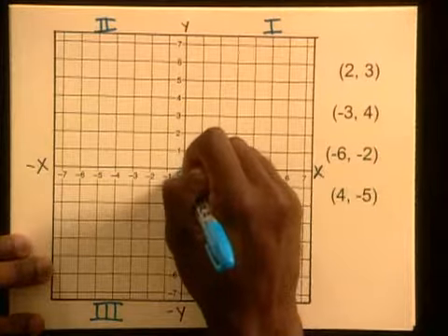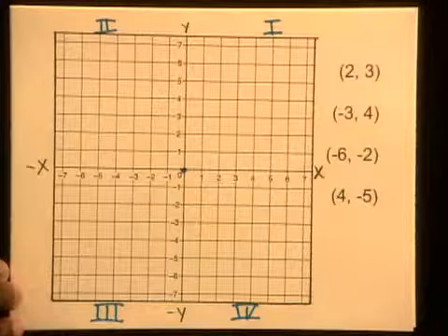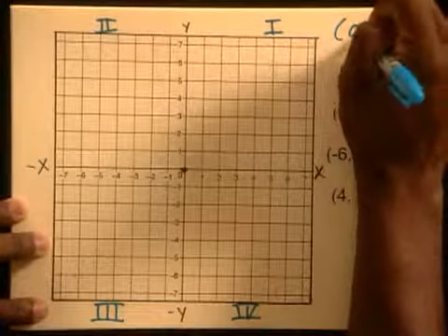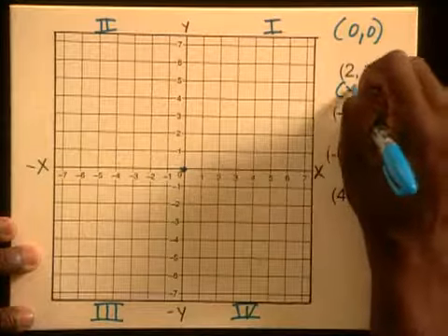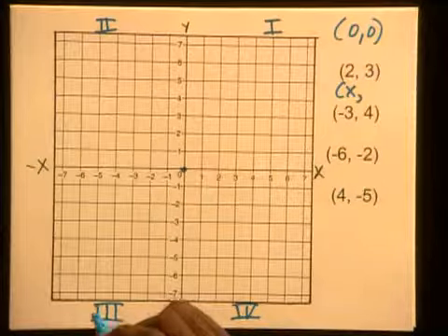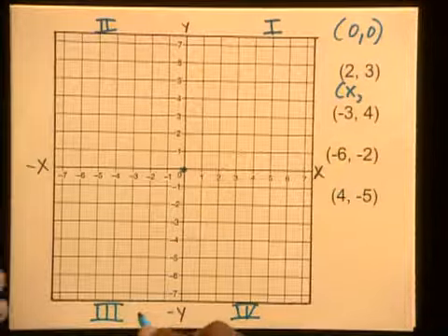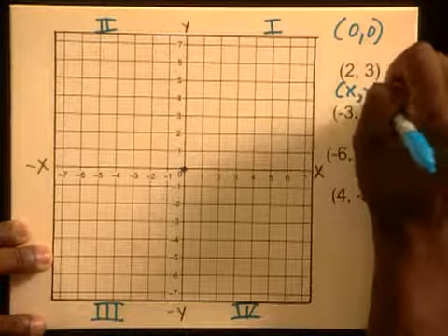Now, in terms of plotting points and moving around on this map, first we start at home base, which is right in the center, 0, 0. That's where we always want to start, from the center. Then we're going to move in 2 directions. First, we move in the x direction. Then we turn our turn signal on, and we move up and down in the y direction. So let's go ahead and plot some points.